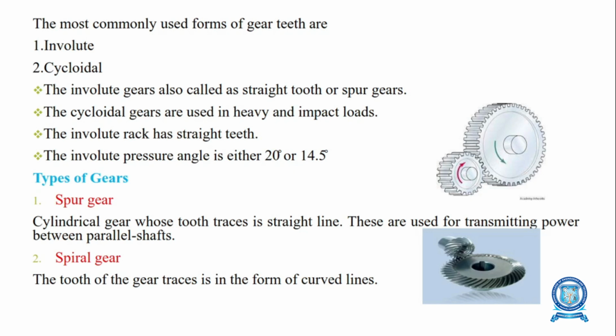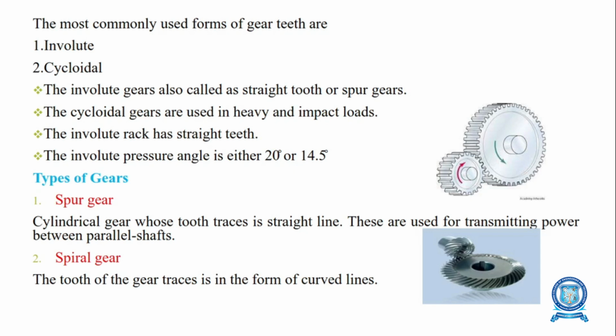First we are going to see the spur gear. These are cylindrical gears whose tooth traces are straight and parallel to the axis of the wheel. This is the gear that we are showing as a spur gear. These gears are used for transmitting power between parallel shafts. So this is the spur gear, and the next one is the spiral gear.